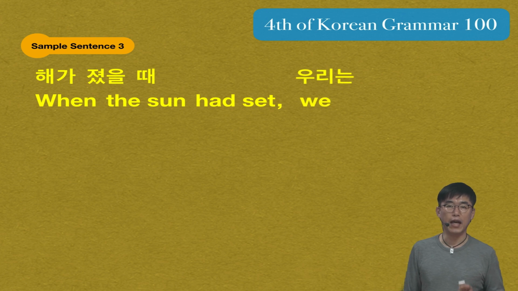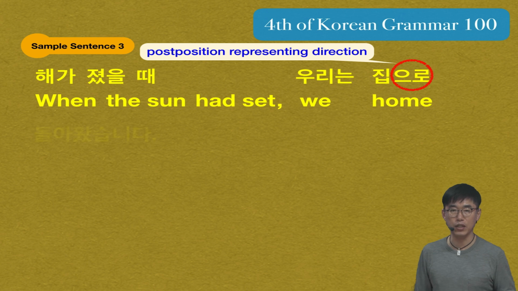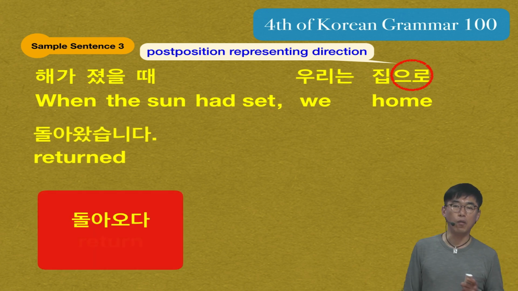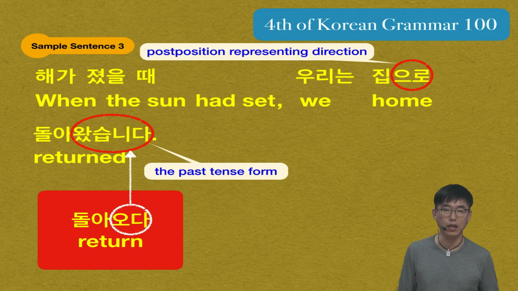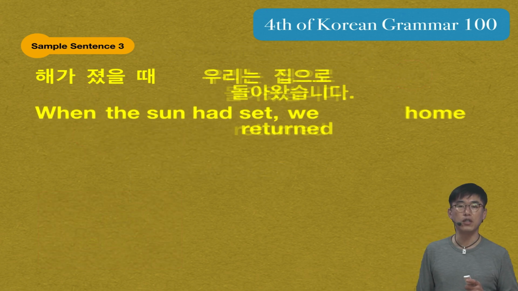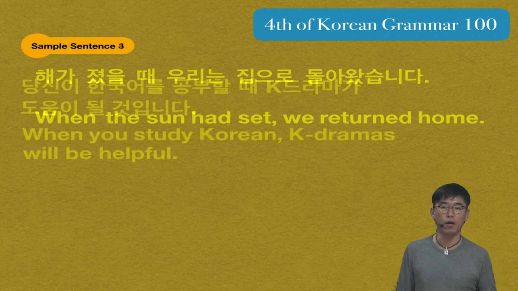우리는 is we and 집 is home. And 으로 is a kind of postposition representing direction. And 돌아왔습니다 is the past tense form of 돌아오다, which means to return. So 해가 졌을 때 우리는 집으로 돌아왔습니다. When the sun had set, we returned home.